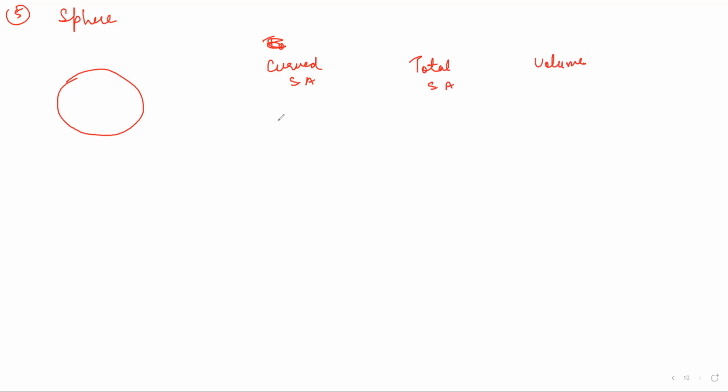Now curved surface area is 4 pi r square, right? Total surface and curved surface are same in case of sphere. Everywhere it is curved, so it is also 4 pi r square. Fine, Amna? Okay. And the volume is 4/3 pi r cube, where r is obviously the radius of the sphere.